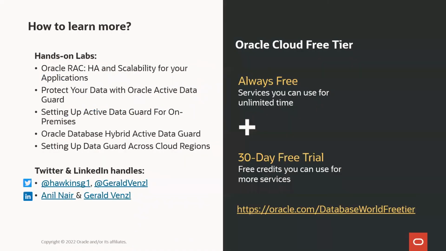Further on, we have hands-on labs if you want to test this out for yourself and see how it works. That first lab, Oracle RAC, HA and scalability for your applications, takes you through the process of creating those services and then running your application against them and testing failover, and it also allows you to run AC check at the same time. So have a look at that one if you have a chance.